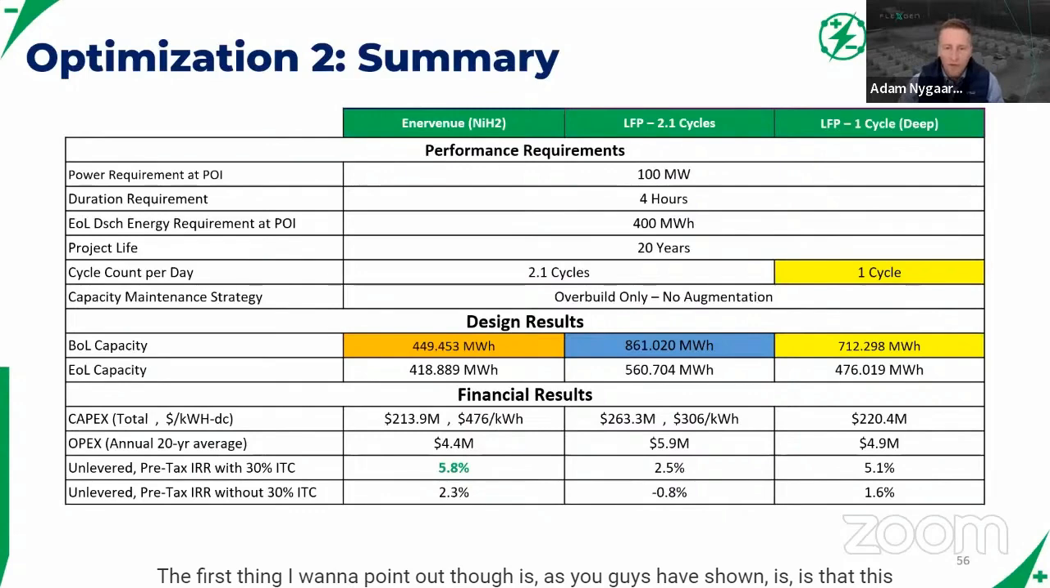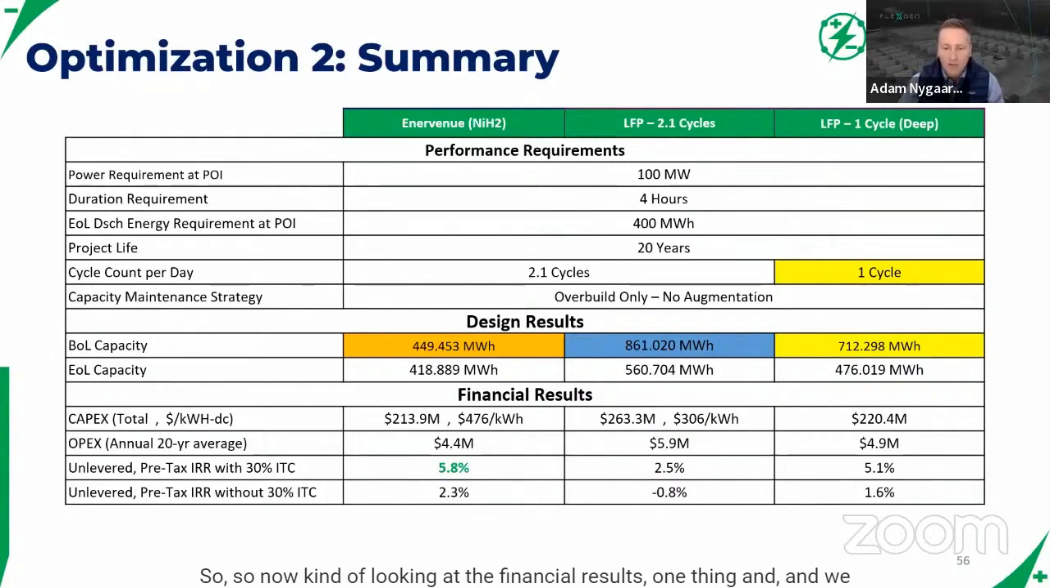The first thing I want to point out, as you guys have shown, is that this optimization between Enervenue and LFP really did consider running at 2.1 cycles. So I did show here the one cycle deep discharge. What you're seeing on the far right in the yellow is that for LFP, you would need to add another 140 megawatt hours to account for the now 2.1 cycles that you need to run per day as opposed to one cycle. So just want to clarify that if there's confusion on this slide.